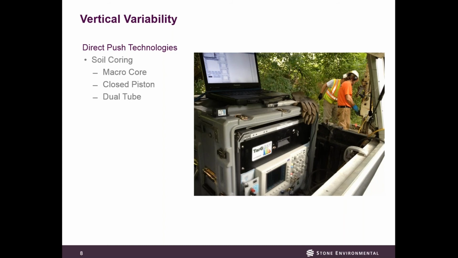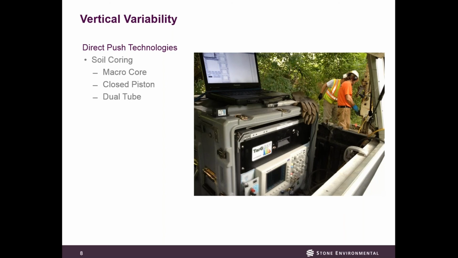The Macrocore is probably one of the first direct push sampling tools that was used. It does not have, in and of itself, a way to close the piston. So it's just an open tube that you hammer into the ground, extract the tooling out of the ground, and pull it out in an acetate sleeve.